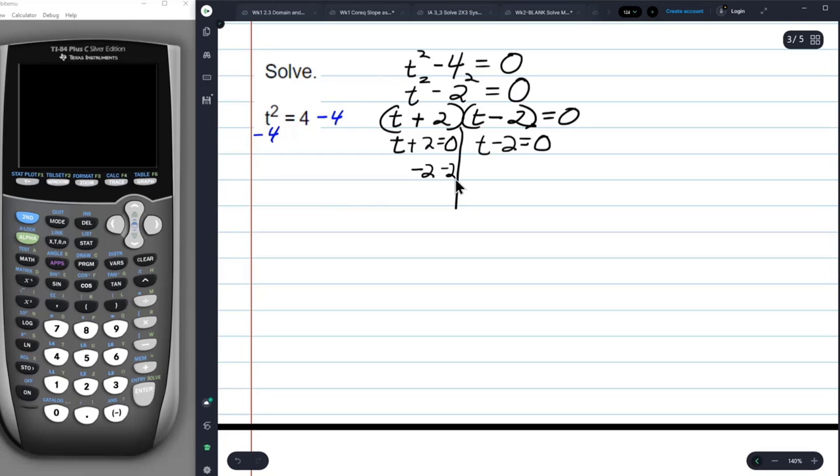Minus 2 minus 2. T equals negative 2. Plus 2 plus 2. T equals positive 2.